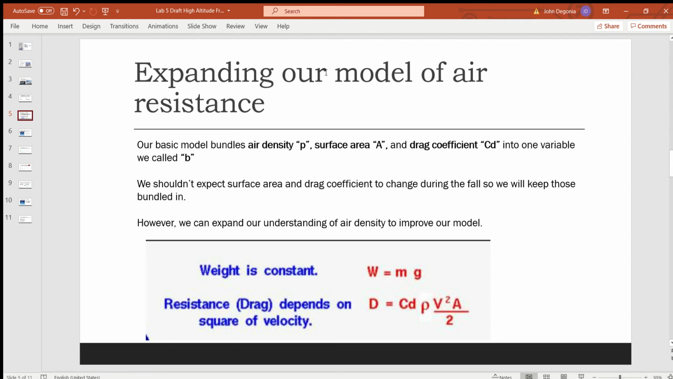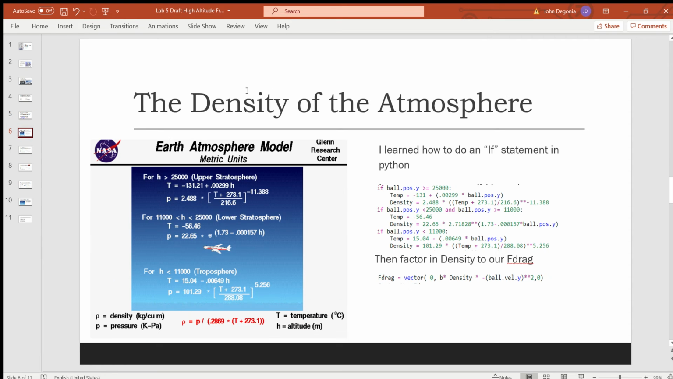So we're going to be expanding on the model of air resistance. Air resistance in the equation basically consists of air density, surface area, and drag coefficient. And in the previous lab, we bundled that all into one variable called B. But we shouldn't expect surface area and drag coefficient to change very much during the fall, so we're going to leave those bundled into B, and we're going to expand on air density. Luckily, NASA has this handy set of equations to my left here that give a good approximation of what the air density will be at different heights.